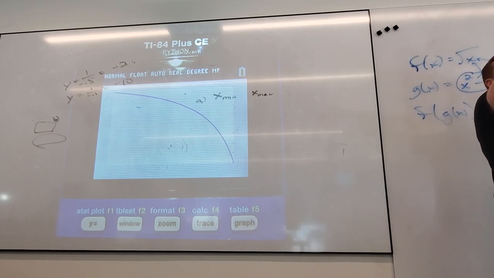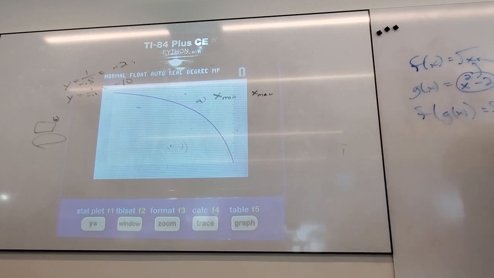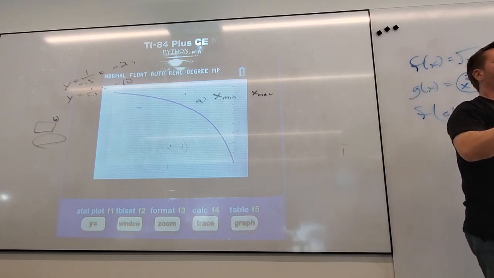I can tell my calculator to look at any part of it. Right now, we're telling it to look at this part. You guys see that? You can see the hash marks, because I told it to go back and down. Okay, I just wanted to make a quick aside.